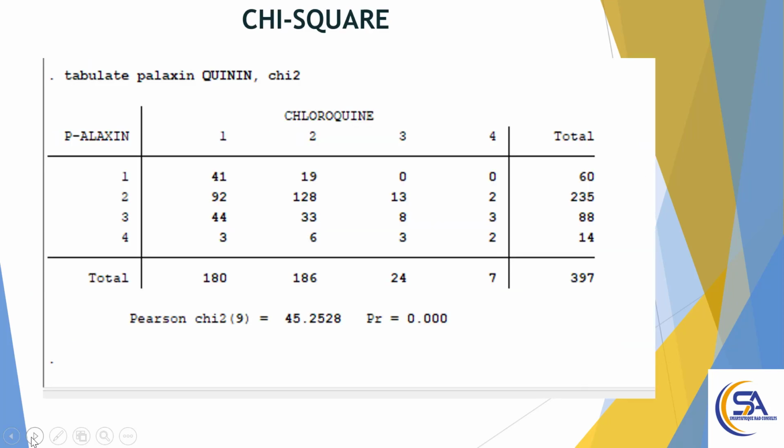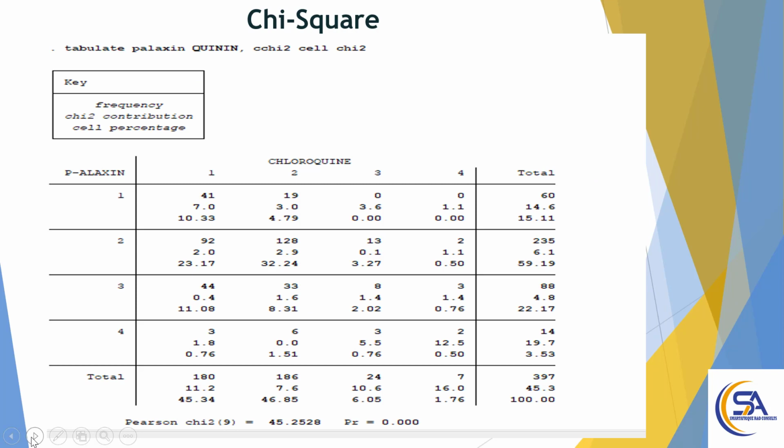All right, so this is how the chi-square results look like. So it is Pearson chi-square. You see it's significant at 1% when you check the relation, the difference between artesunate and chloroquine. All right, it's another chi-square.